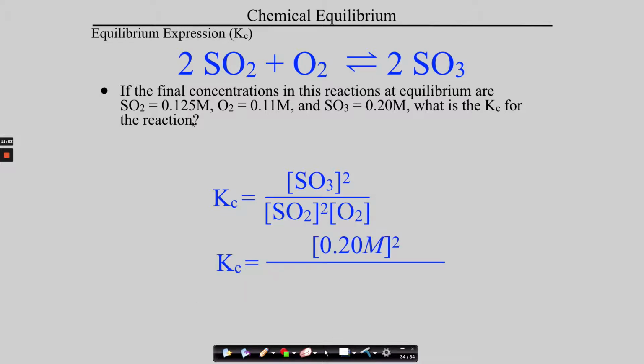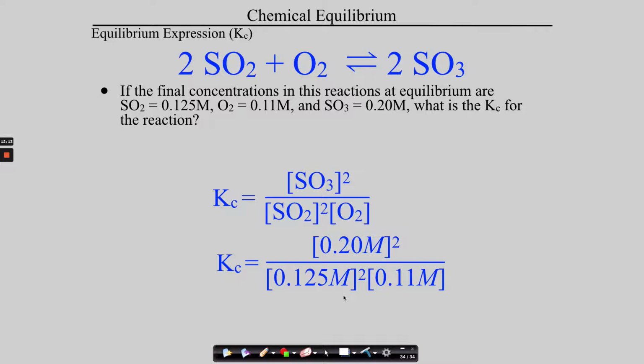You would actually take the number that we found for SO3 right here, and you would plug it into the equation. You'd take the number for SO2 right here and plug it in, and the number for O2 right there, and you'd plug it in right there. Okay. Now you're ready to put this in your calculator.